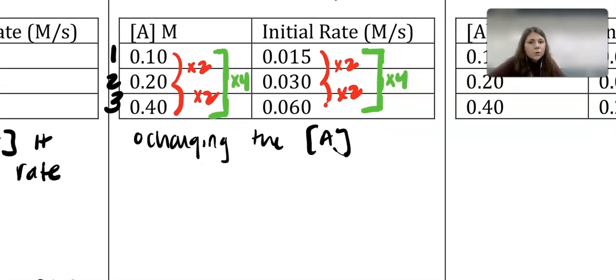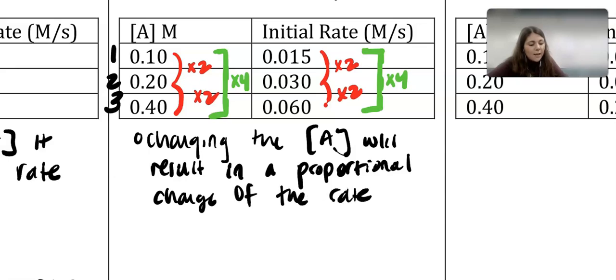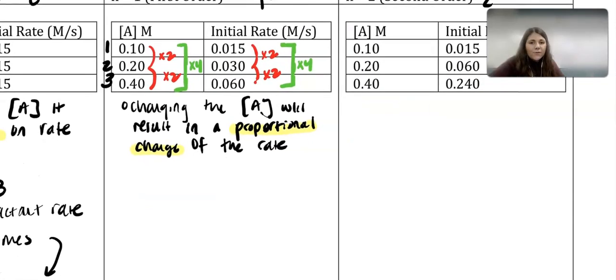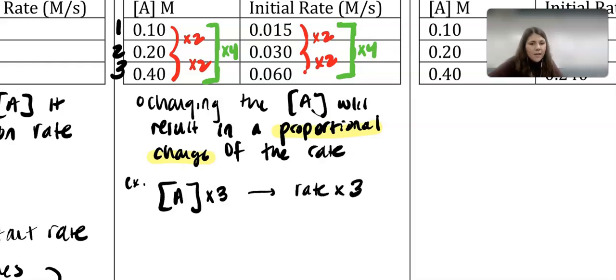So changing the concentration of A will result in a proportional, I'll just write out the word, proportional change of the rate. So it will do exactly what it did to the rate if you affected the concentration. So here again, for example, if I had A and multiplied by 3, here the rate would also multiply by 3 because of that effect, okay? It's that directly proportional thing.